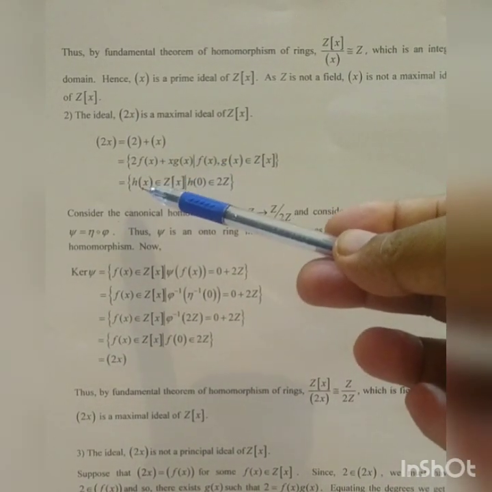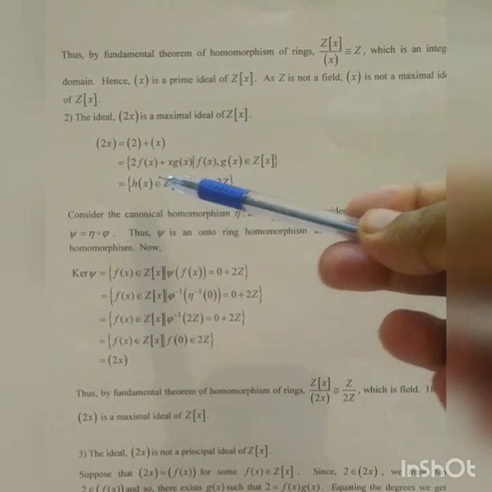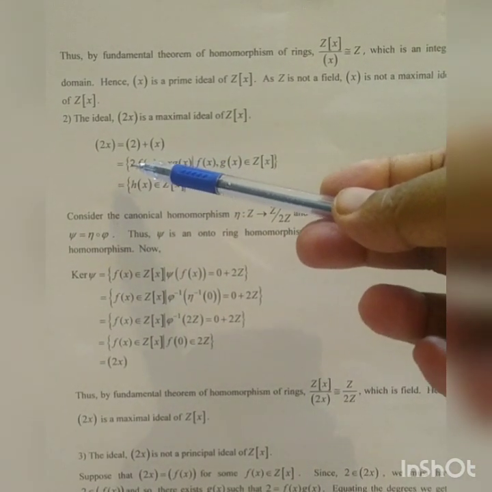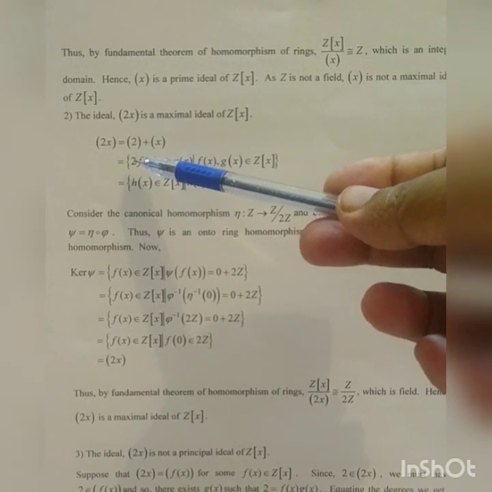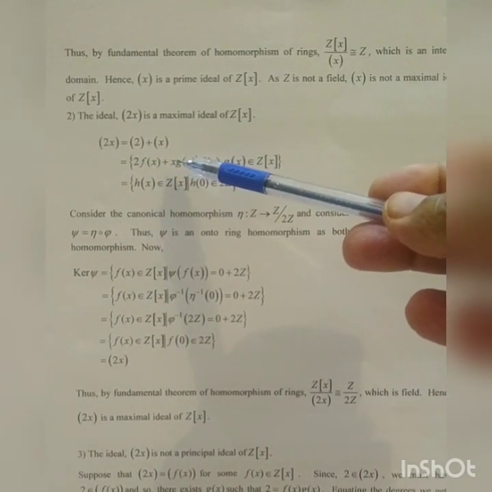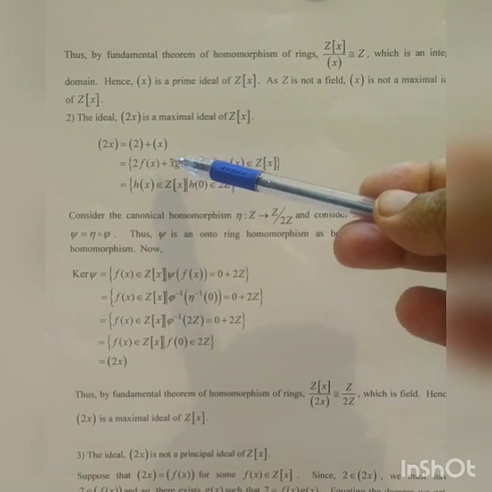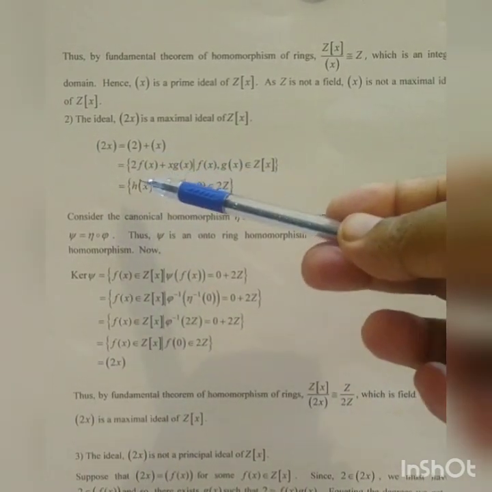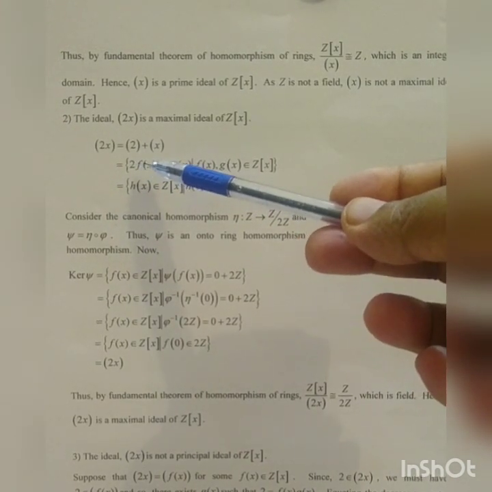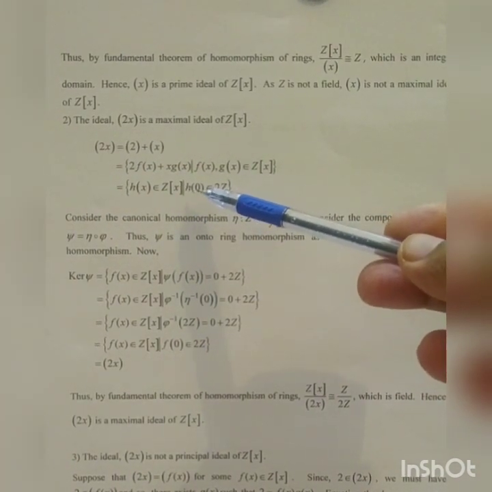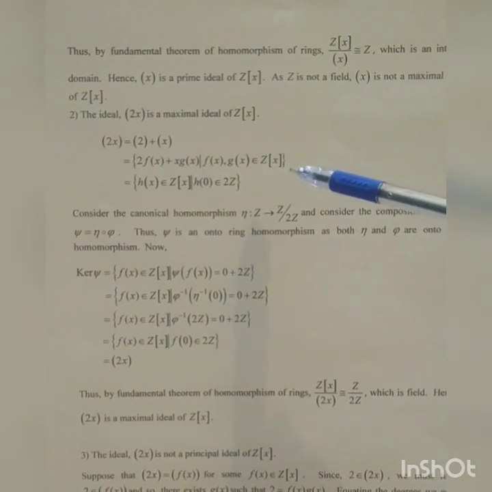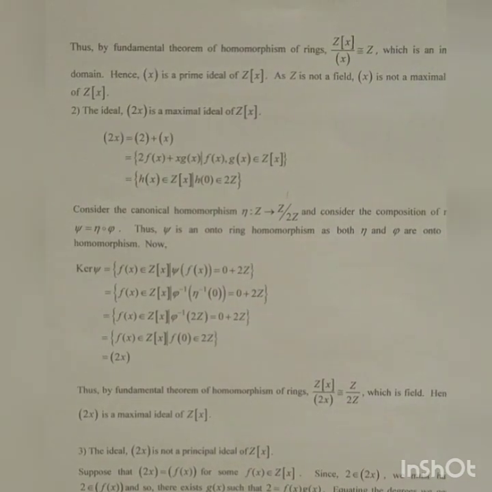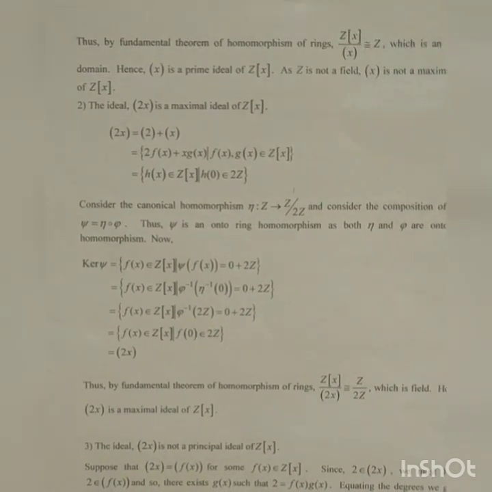The combination of these will again be a polynomial, let's say h(x), which is also a polynomial in Z[x]. But since you are multiplying one polynomial by 2, its constant term will be a multiple of 2. And when you multiply the other polynomial by x, you will not have any constant term. So when you add these two, you get a polynomial whose constant term is a multiple of 2. That means h(0), the constant term of this polynomial, must be a multiple of 2. Now we know that there is a canonical homomorphism eta from Z to Z/2Z. This mapping is an onto ring homomorphism.